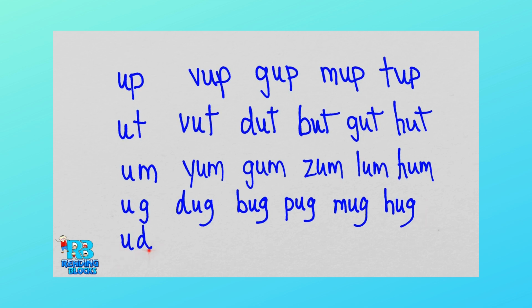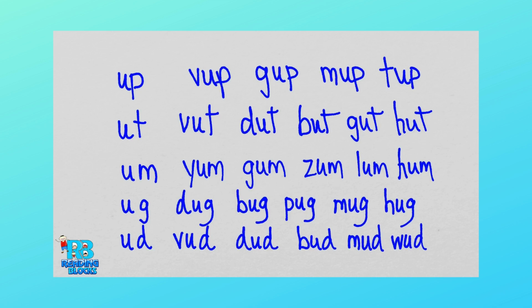Okay, our next word family, ud. Let's try this. V, ud, vud. How about this one? D, ud, dud. How about this word? B, ud, bud. And this one? M, ud, mud. And let's do one more pretend word. This one. W, ud, wud. Very good. Good reading.